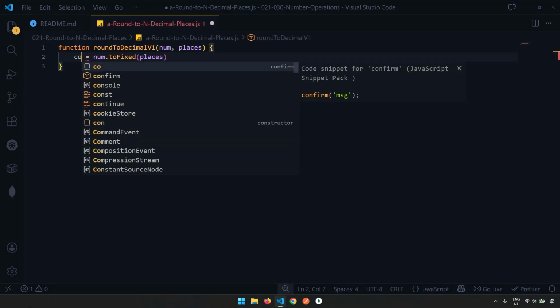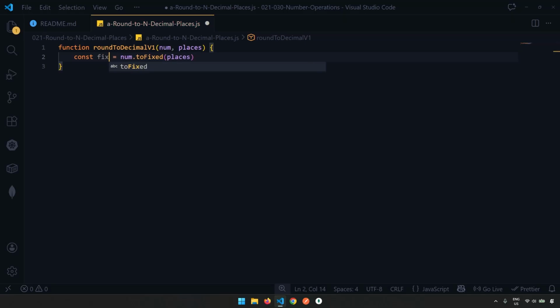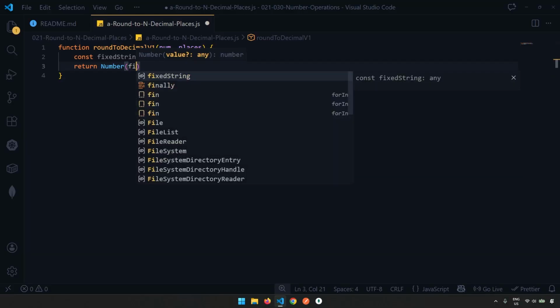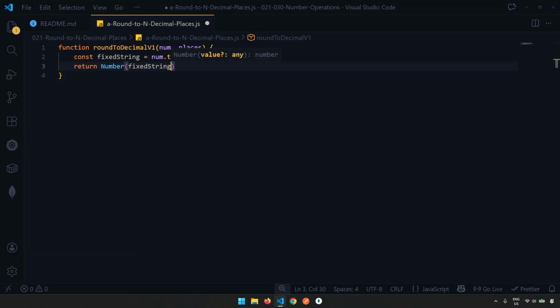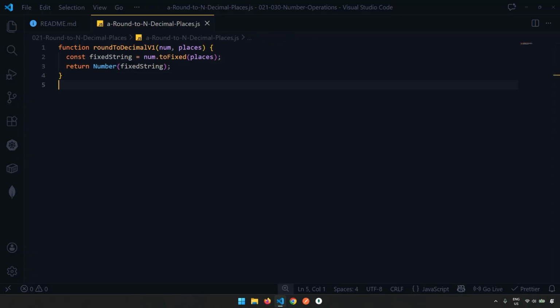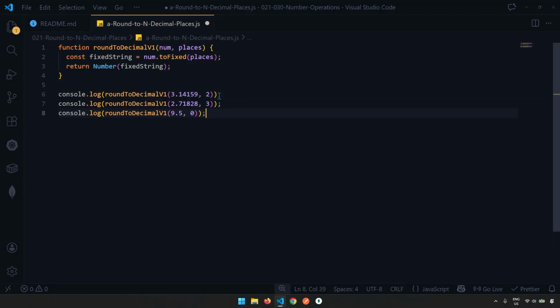And then we are going to store this inside of a variable, which is going to be fixed string. That's very important. This is a string. Now you could use the Number method in order to convert this to a number as well. This method only works on strings that are surrounded by quotes. So the result has to be a number. And after that, I'm just going to copy paste our test cases. So this is the very first way to solve this.